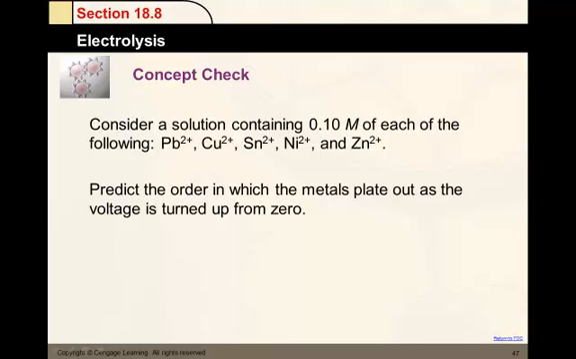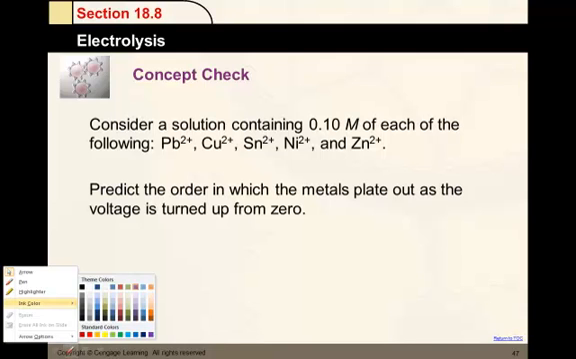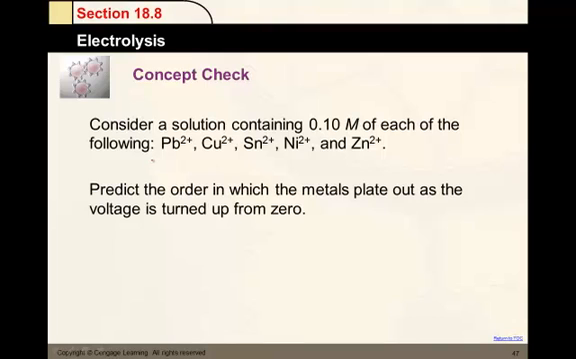And when we do, we can notice for lead, it's -0.13 volts. For copper, it's 0.16 volts. For tin, it's -0.14. Nickel, -0.23. And zinc is -0.76 volts. So, how can we figure out which one is going to plate out? It's the one that is least negative. The most positive one is going to plate out first.